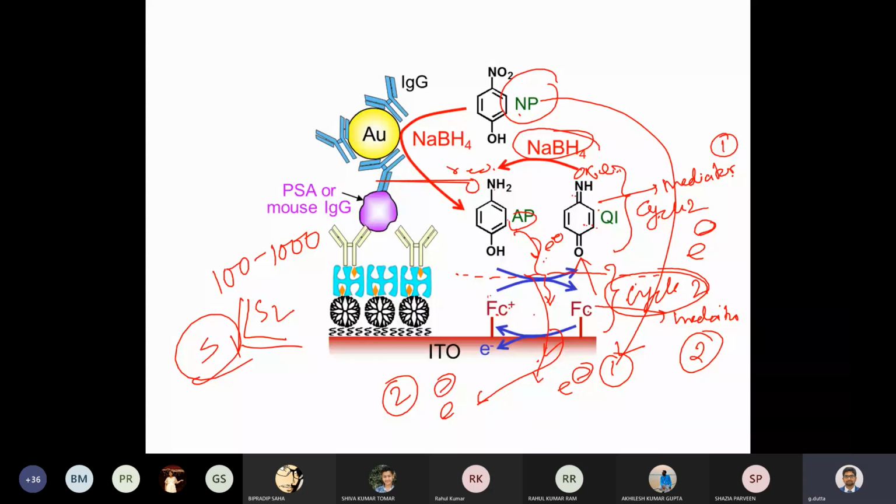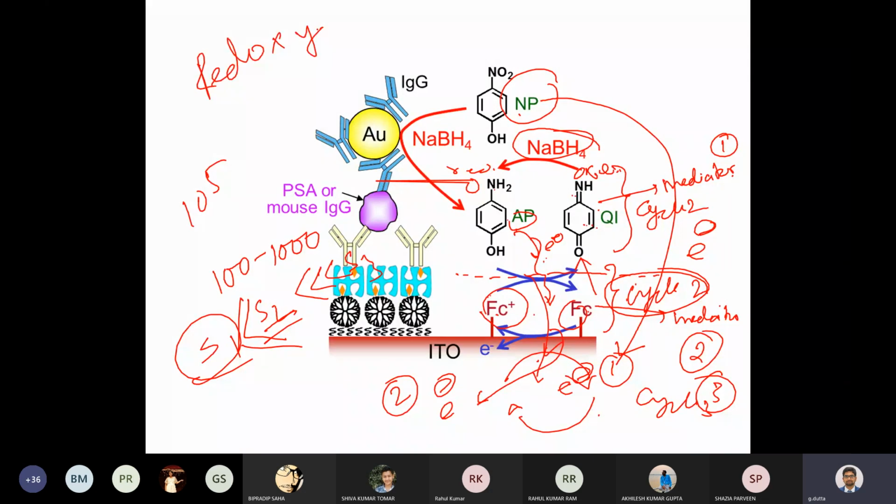So if you combine another cycle, cycle 3, you can see S3 will be almost 10 to the power 5 times faster than S2. Why? Because this cycle again accelerates the electron release from Fc to the electrode surface. It will be much faster. I will teach you this cycling process anyway. This is called redox cycling amplification. So if you put in many cycles, step by step you are accelerating the transfer process and amplifying your signal.